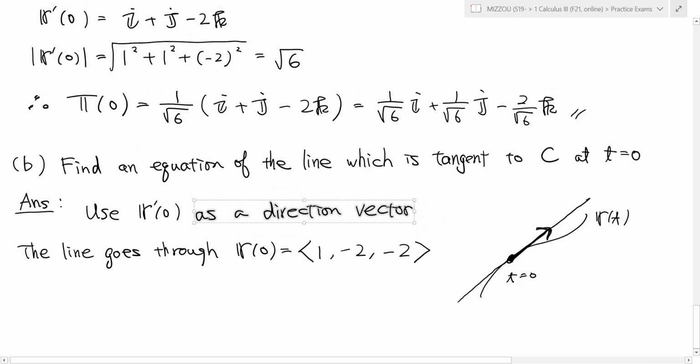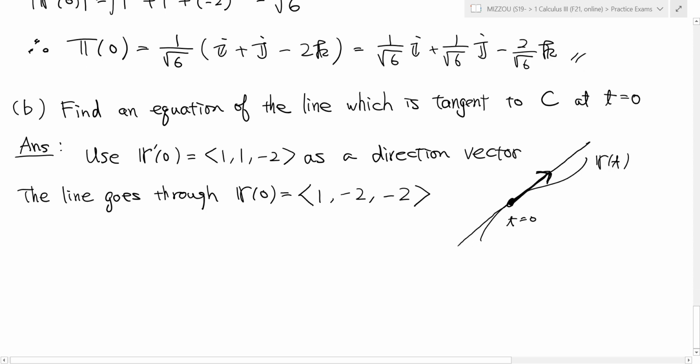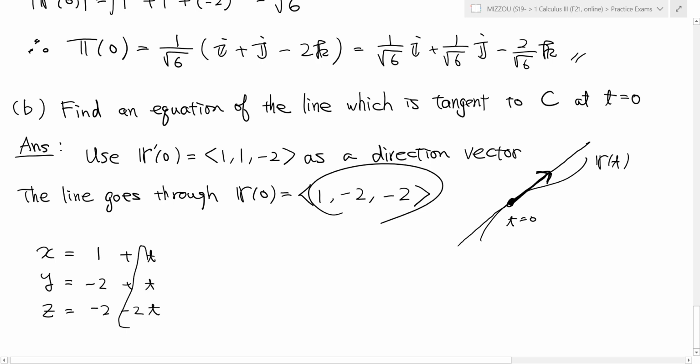Let me just move it here. R prime 0, that's 1, 1, negative 2 as a direction vector, and the line goes through 1, negative 2, negative 2. So by using parametric equation, x, y, z is written as what? Well, it goes through 1, negative 2, negative 2, and plus t, t, negative 2t. The coefficients of t give you the direction vector.